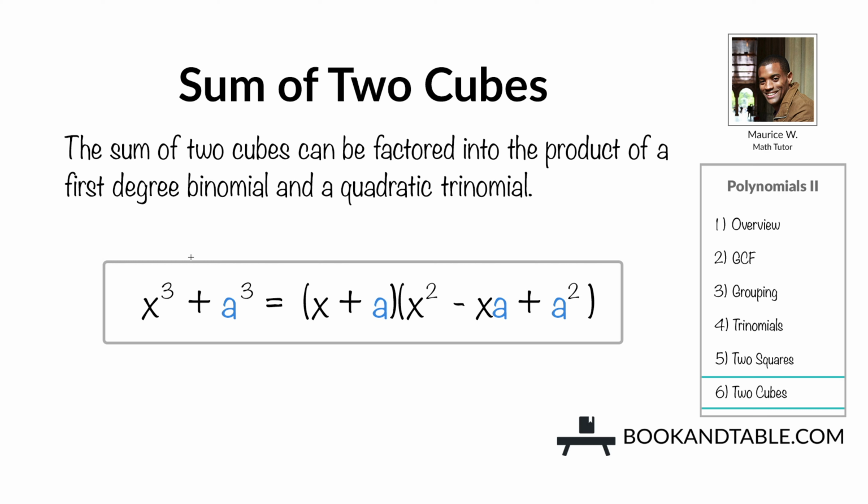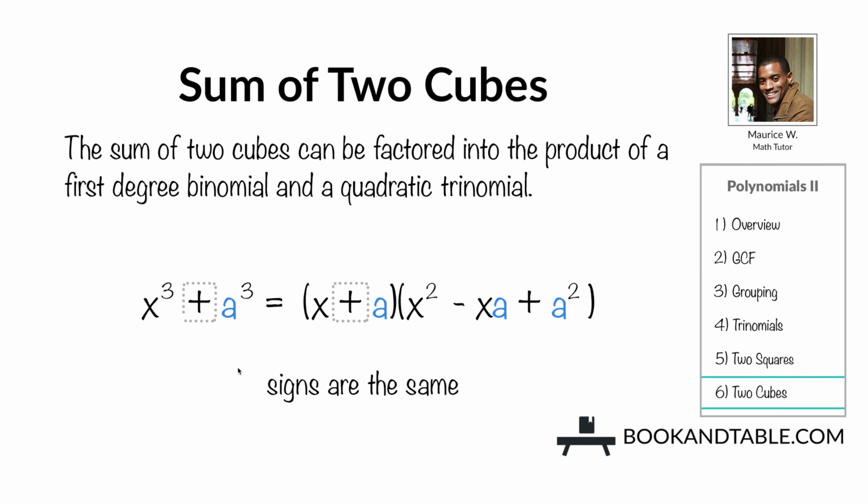I recommend that you commit this formula to memory. It will make factoring the sum of two cubes a heck of a lot easier. And let's break this formula down a bit more so it can become that much clearer. Here we have the sum of two cubes. This sign will always match the sign in the first factor. So if you're adding the two cubes, your first factor will be the cube root of the first term plus the cube root of the second term.